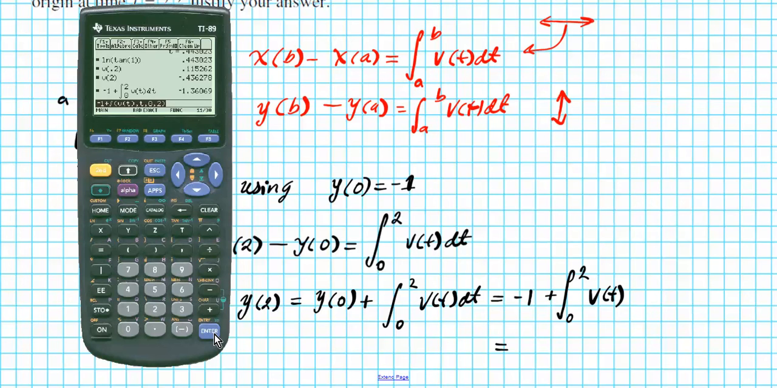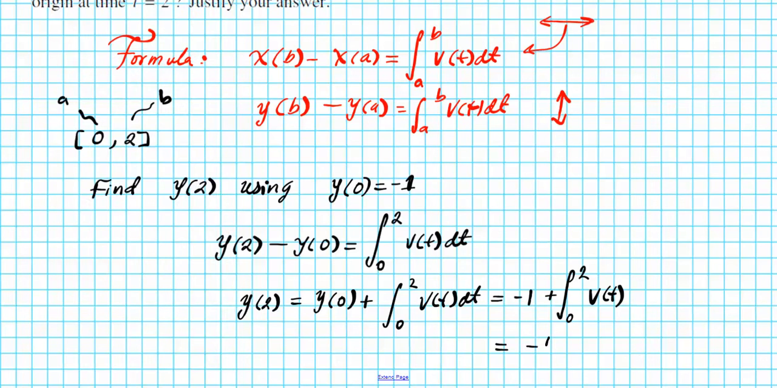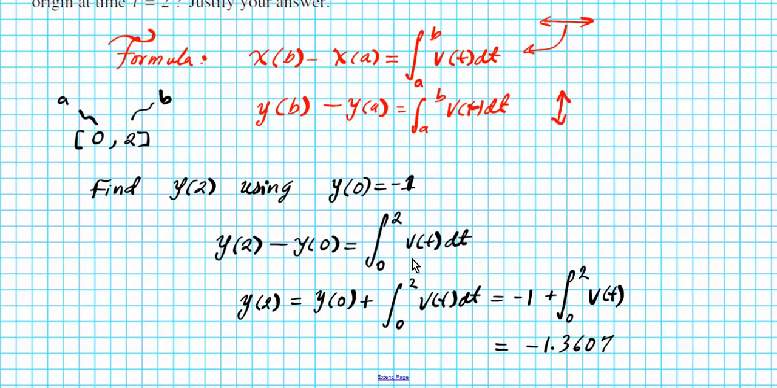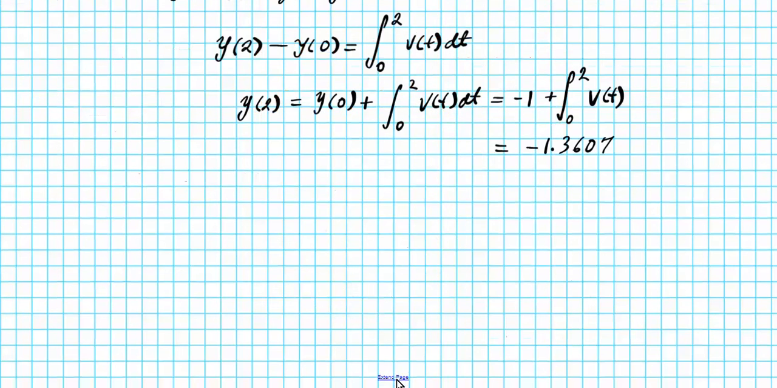Bam, negative 1.3607. Okay? Now that's the first part. The second part is: is the particle moving toward the origin or away from the origin at time t equals 2? So we can give ourselves a visual here to help us answer this question.